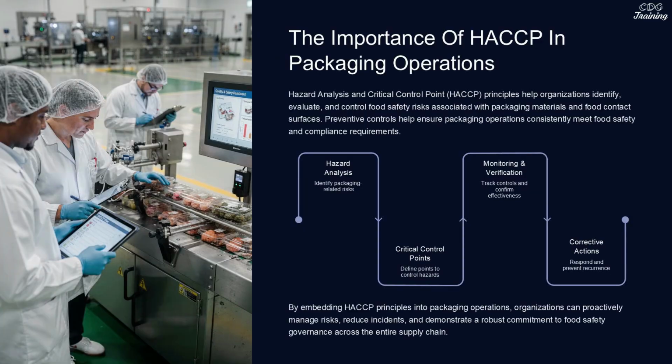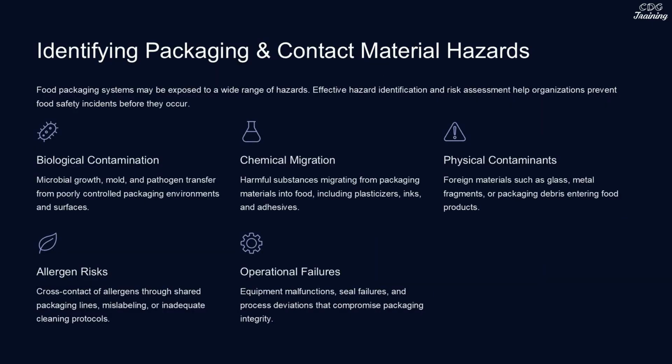HACCP principles help organizations identify and control food safety risks in packaging operations. By embedding these principles, companies can proactively manage risks and ensure compliance throughout the supply chain. Packaging systems face various hazards, including biological contamination, chemical migration, and physical contaminants. Identifying these hazards is crucial to prevent food safety incidents before they occur.